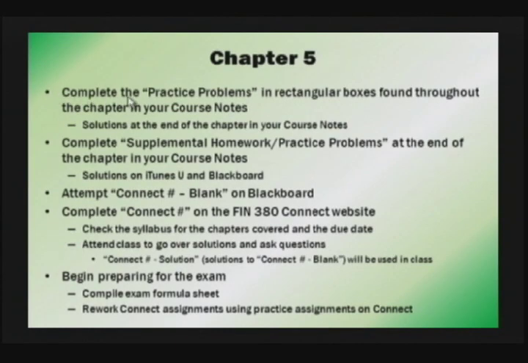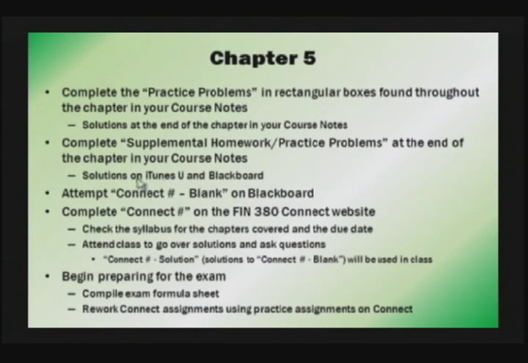Now that you've completed the Chapter 5 lecture, you should complete the practice problems in the rectangular boxes found throughout the lecture. The solutions are at the end of the chapter in the course notes. You should complete the supplemental homework practice problems that are found at the end of the chapter in your course notes, and the solutions to that are found on iTunes U, where I work them using the document camera, and there's a PowerPoint file posted to Blackboard if you just want to check the answers to those supplemental homework practice problems.